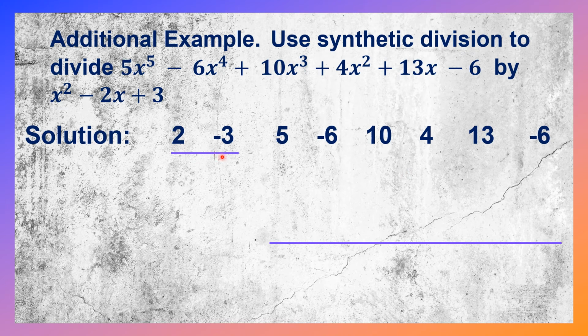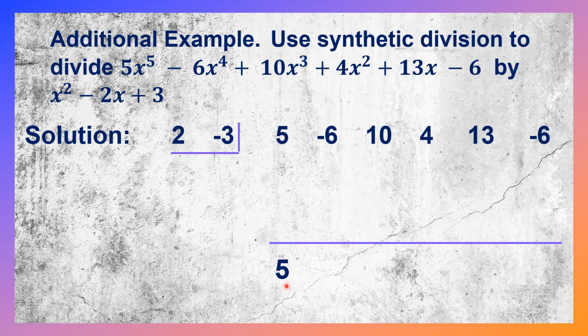How about our divisor? To get the divisor, we get the opposite of the two numerical coefficients here. So, negative 2, the opposite is positive 2, and divide it by the numerical coefficient of our leading term, which is 1. So, positive 2 divided by 1 is positive 2. Then, the opposite of positive 3 is negative 3, and negative 3 divided by 1 is negative 3. So, solving for this, first we bring down the first numerical coefficient, which is 5.